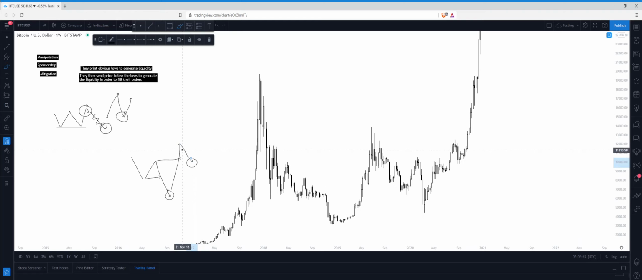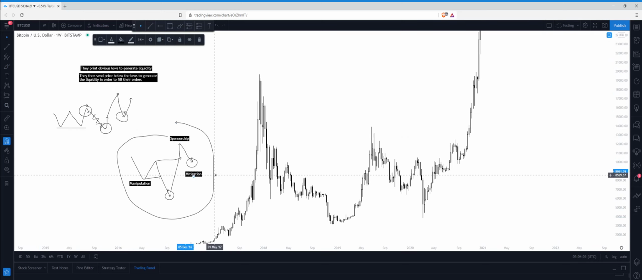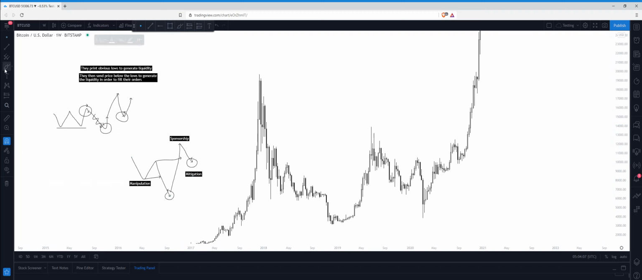Okay, so this is called a broken base. So we have the low is then swept, we then break above the high that swept the low. And this is all based around manipulation, sponsorship, mitigation. Here's the manipulation, here's the sponsorship, and then here's the mitigation. Then after we see that mitigation, I then go over exactly how we know that this is in fact a manipulative move.